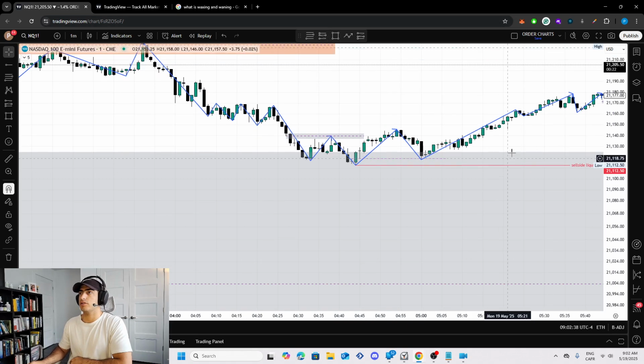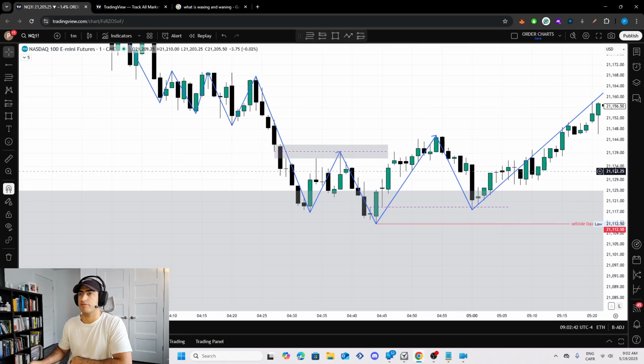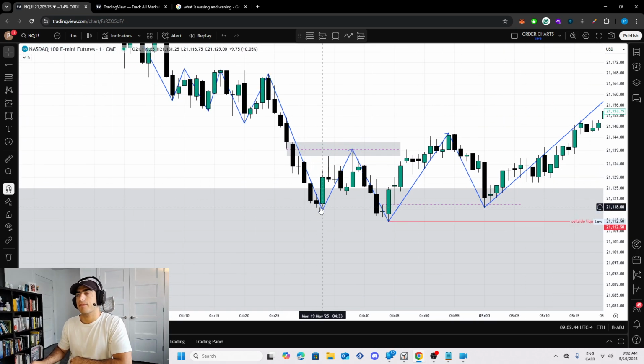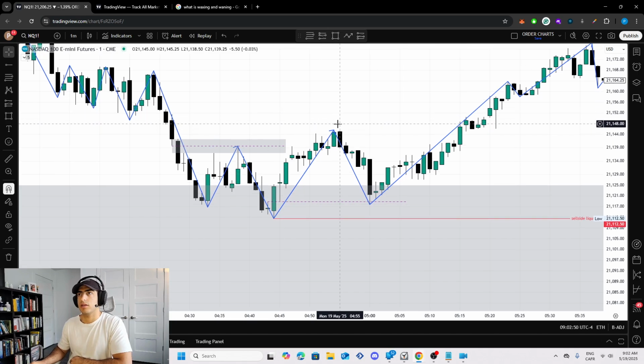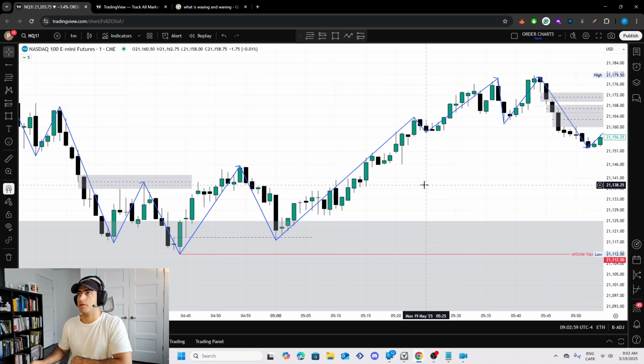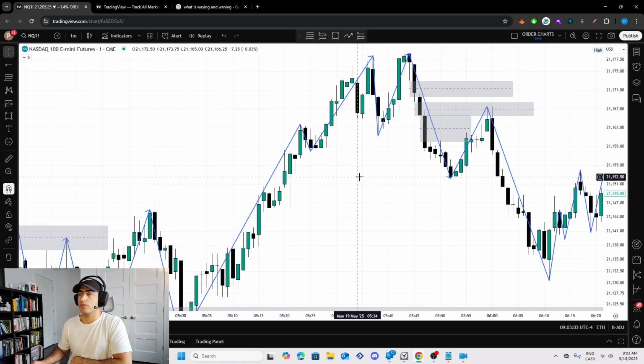After that, we bounce. We get into this 4-hour discount array, a bullish fair value gap, and we start changing structure. So over here, we have bodies closing above these highs. Then we have higher lows, dipping into a tiny bullish fair value gap and making new highs.